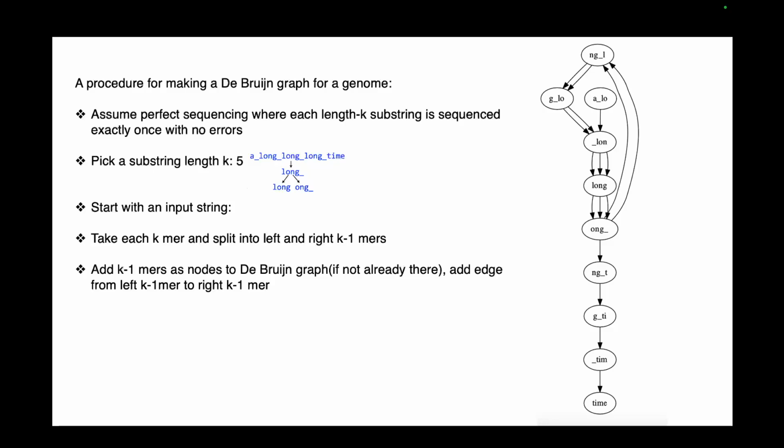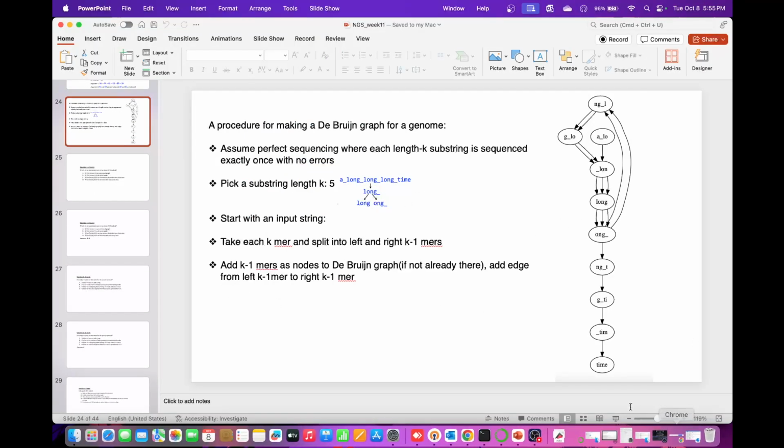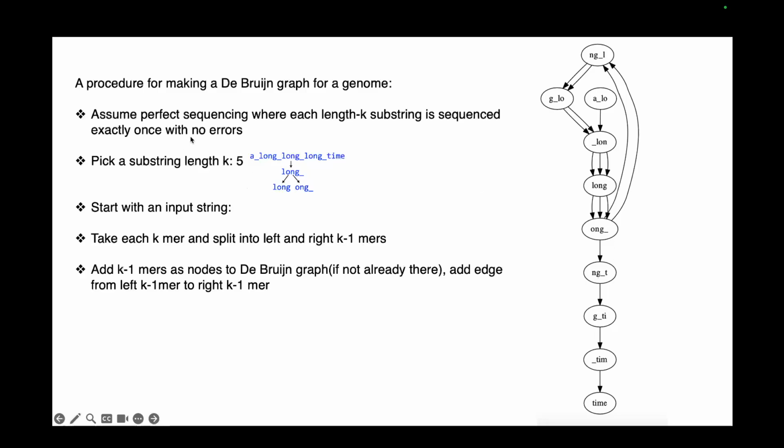So now that we understand all this, how do we make these De Bruijn graphs? You basically assume perfect sequencing, because you cannot build these kinds of graphs if you assume that there are mismatches and perfect sequencing has not happened. So for simplicity, we assume perfect sequencing, where each length k substring is sequenced exactly once with no errors. We pick a substring of length k equal to 5, which is the substring shown here, and you divide it into two parts: k minus 1 left, k minus 1 right, as we were discussing.